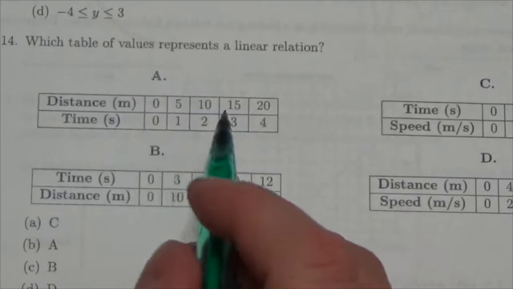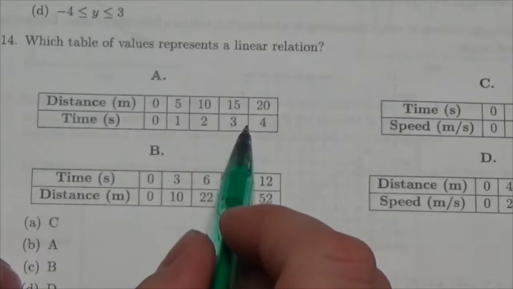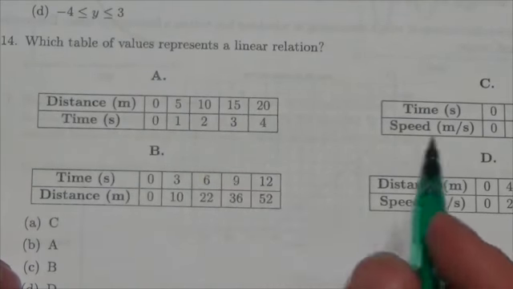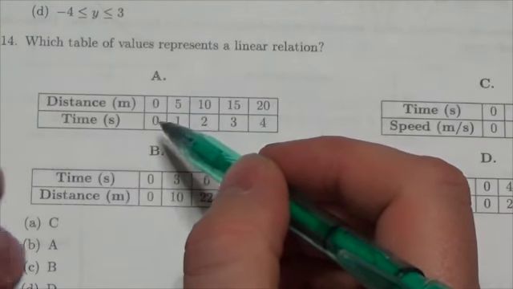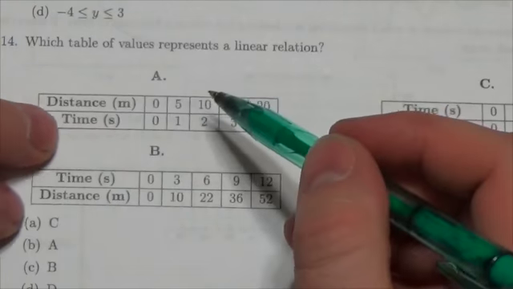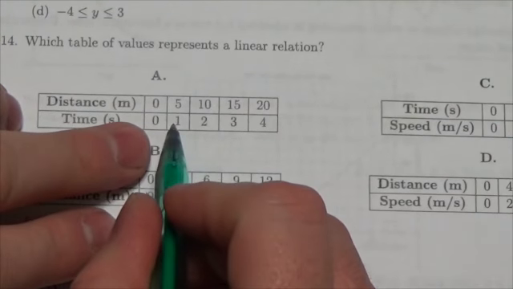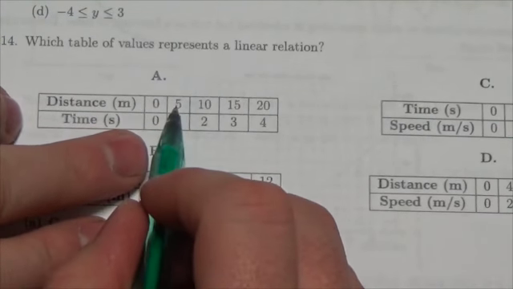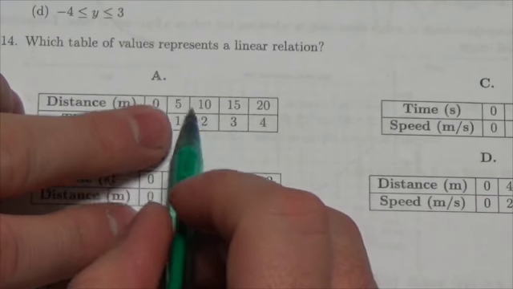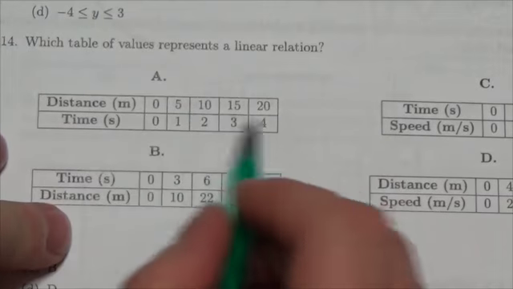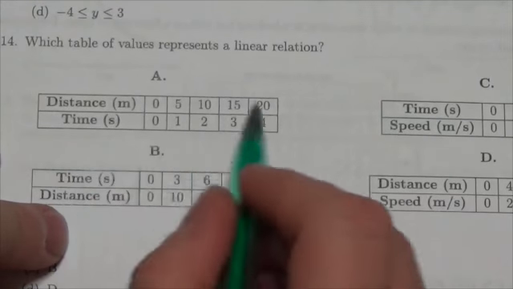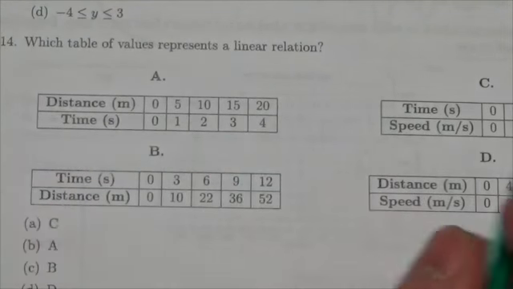Let's take a look at this first one, distance and time. Now, in almost every case where we do stuff like this, time is the independent variable. So let's take a quick look. I go up a second, I go 5 meters forward. Up a second, 5 meters forward, up a second, 5 meters forward, up a second, 5. That's a pretty good indication that this is linear, because that's all very consistent.